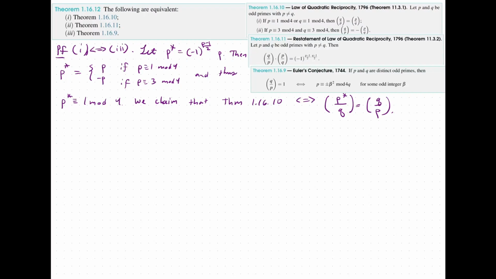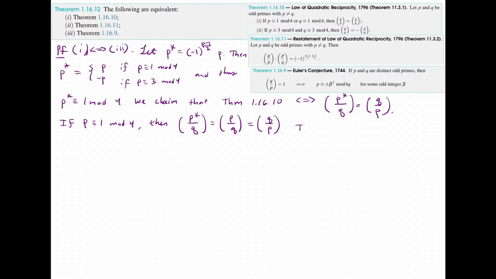So now, if p is congruent to 1 mod 4, we know by the assumption that then (q on p) is equal to (p on q). So in one direction, it's automatic. So if p is congruent to 1 mod 4, then we get that (p star on q) is equal to (p on q), which is going to be equal to (q on p). And so that's just the assumption of theorem 1.16.10. So we have this here. So these agree.